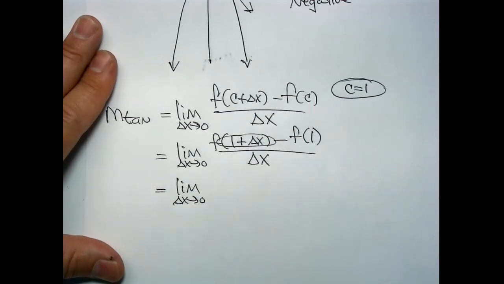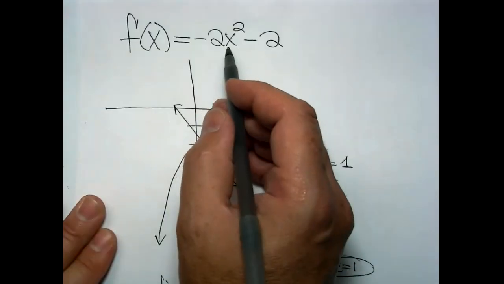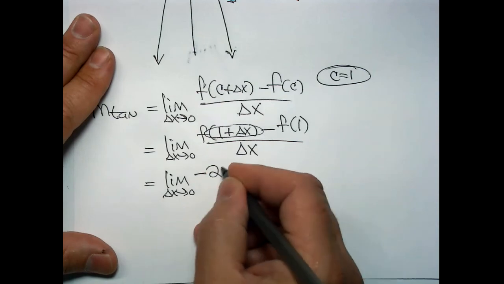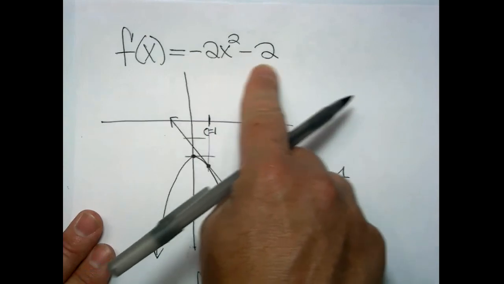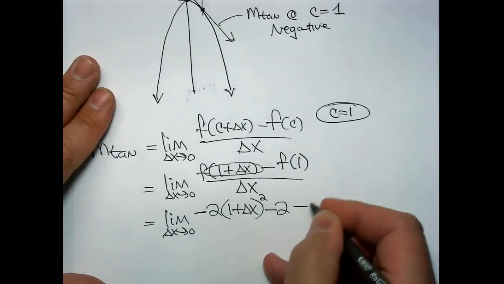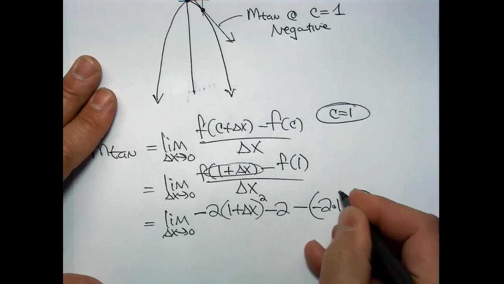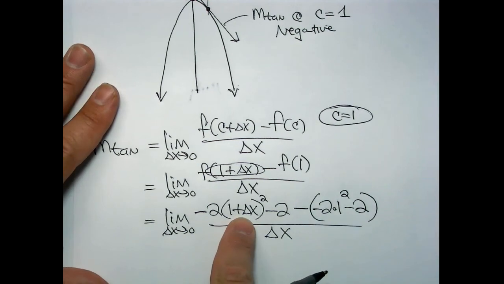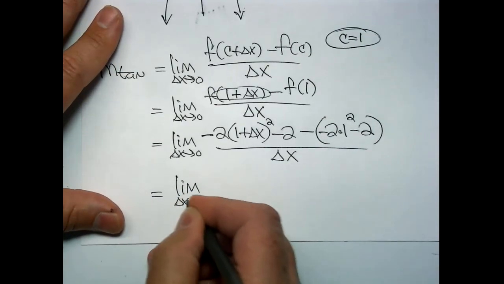Well, again, you have to be a good function evaluator. Wherever you see x, we replace it with 1 plus delta x. So instead of minus 2x squared, we get minus 2 times 1 plus delta x squared. And don't forget to continue the function, minus 2. And minus the f of 1, wherever you see an x, place a 1. So this will be minus 2 times 1 squared minus 2 all over delta x. This is just function evaluation. There's a bit of algebra to do here, so we have to be extra careful.